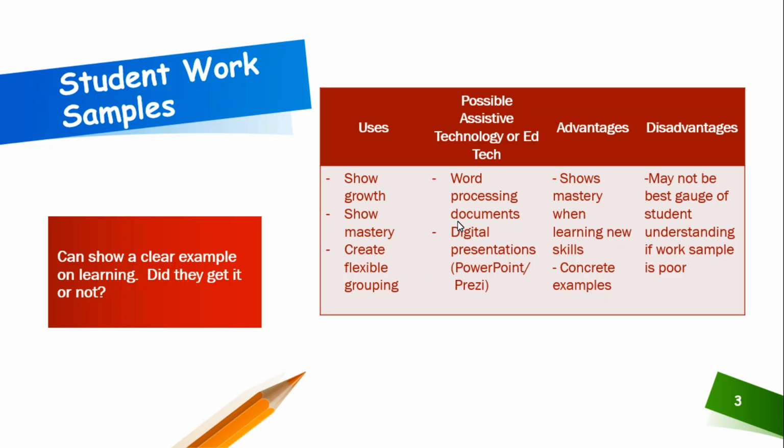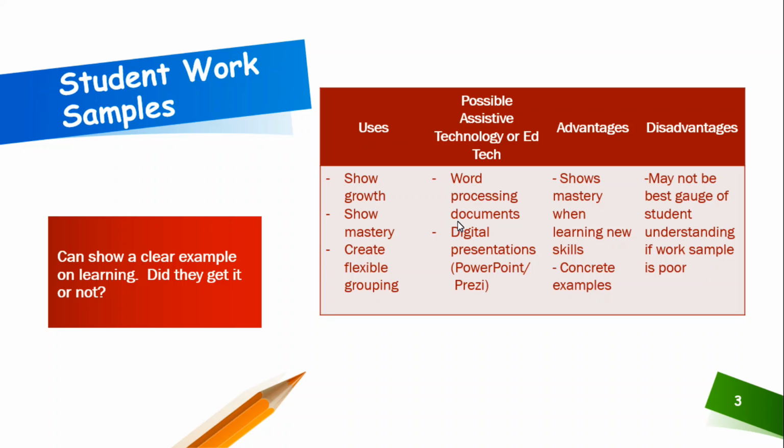The first one is student work samples. Student work samples can show a clear example of learning. Did they get it? Did they not get it? It can show growth. It can show mastery, and you can use it to create flexible groups in the classroom, like I said. Students who get it can go in a group that's ready to move on, and students who don't can stay back and get some extra help from the teacher.